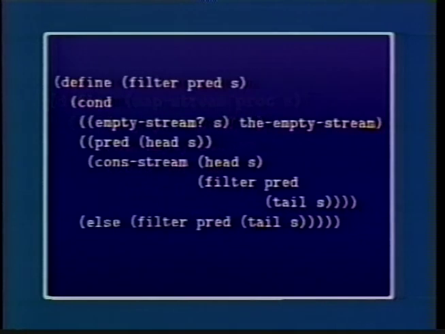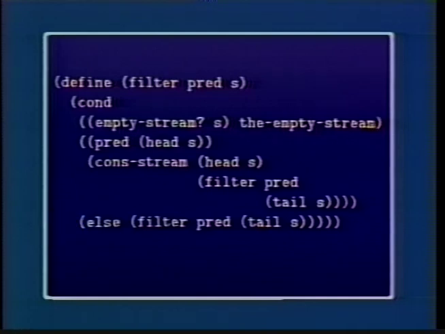Here's another useful thing, filter. This is our filter box. We're going to have a predicate and a stream. We're going to make a new stream that consists of all the elements of the original one that satisfy the predicate. That's case analysis. If there's nothing in the stream, we return the empty stream. We test the predicate on the head of the stream. And if it's true, we add the head of the stream onto the result of filtering the tail of the stream. And otherwise, if that predicate was false, we just filter the tail of the stream. Right, so there's filter.